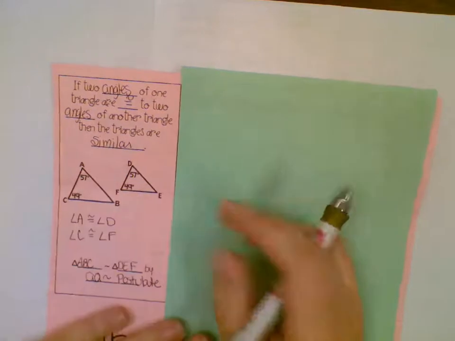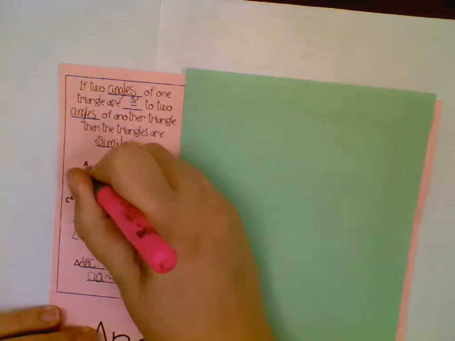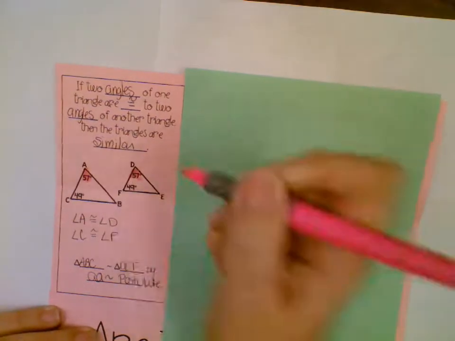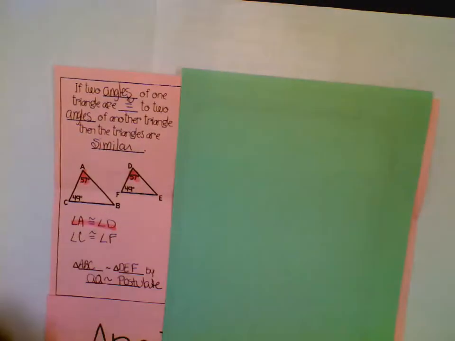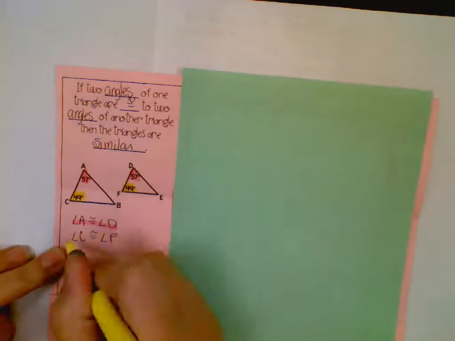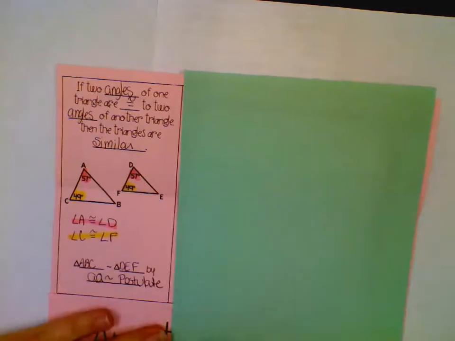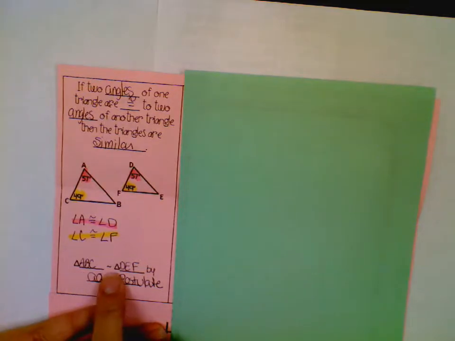So as we can see in our example, we have that angle A is congruent to angle D, and angle C is congruent to angle F. So since we have 2 angles congruent, the triangles are similar. So we can write our similarity statement. Triangle ABC is similar to triangle DEF by the angle-angle postulate.